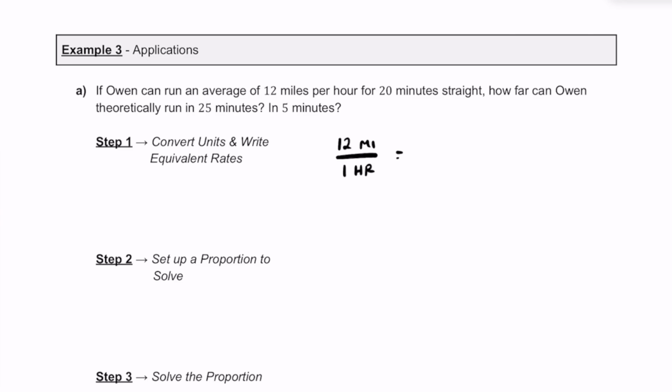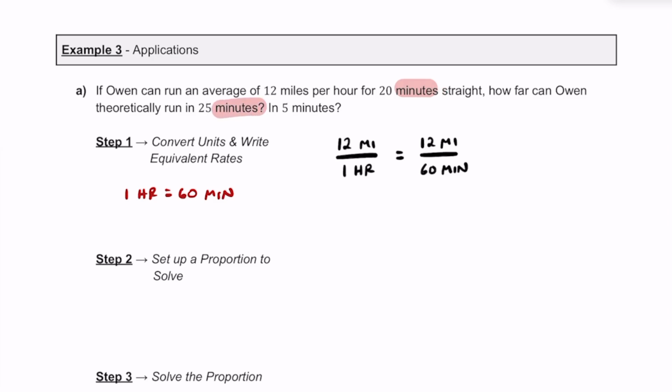And let's see, we want to have the same units. Hopefully it makes sense that 1 hour is the same thing as 60 minutes. Those are equivalent, right? So we can say this would be 12 miles in 60 minutes, right? We could write that as a rate, but this time we have units that are more helpful for this particular problem.